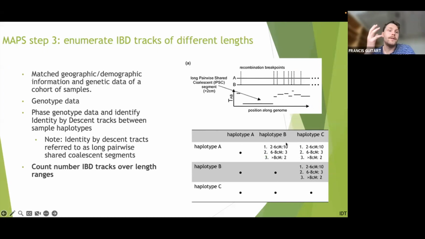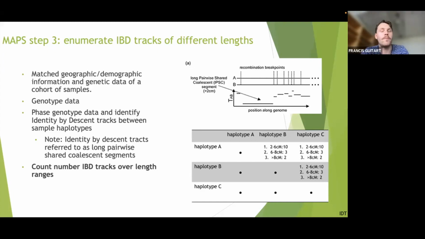So after identifying these IBD tracks between all of the pairs of haplotypes we have, we then generate a table and essentially count the number of IBD tracks over given ranges. In this example, I'm showing a toy table comparing haplotype A and haplotype B, and they have 10 IBD tracks between 2 and 6 centimorgans, 3 between 6 and 8, and 2 that are greater than 8 centimorgans. And centimorgans are units of genomic length.